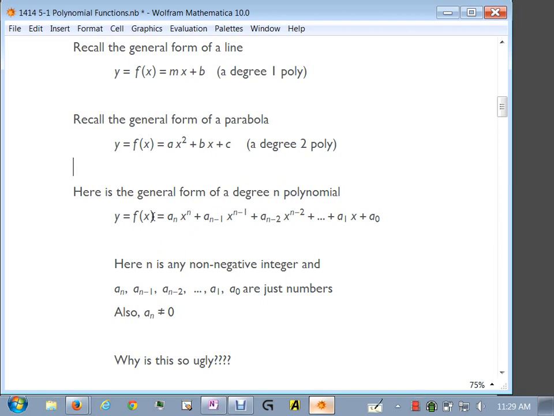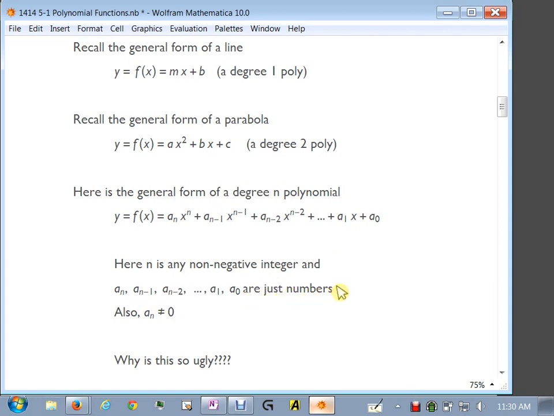A general form of a degree n polynomial. So if the power on this polynomial is n, which means I'm not going to tell you what it is, then what it's going to look like is a sub n x to the n plus a sub n minus 1 x to the n minus 1 plus a sub n minus 2 x to the n minus 2 plus ... means continue that pattern all the way until you get to a sub 1 x to the 1 plus a sub 0. A sub n minus 1, a sub n minus 2, all the way down to a sub 0.